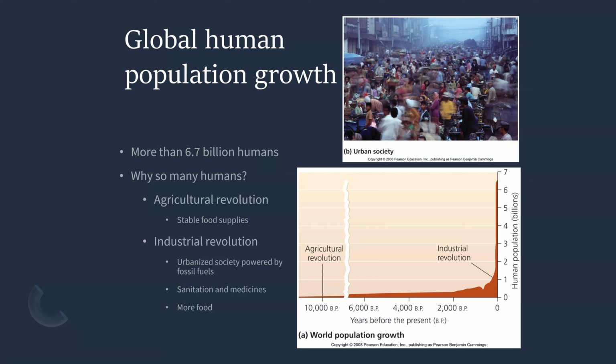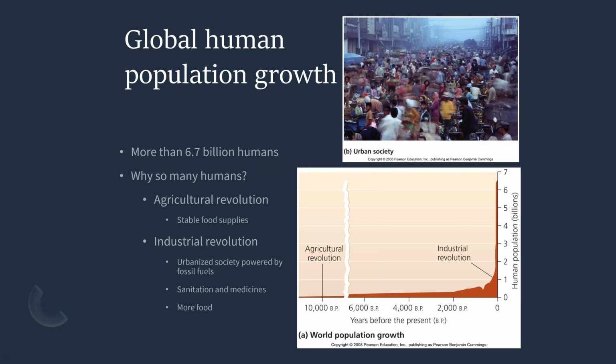And there are so many humans because of a couple of things. So one was the agricultural revolution. So when we finally had stable food supplies to supply our population, that's when you saw a very large spike in population growth. And then the Industrial Revolution, which urbanized society and powered vehicles and things like that, and industry by fossil fuels. We also had sanitation and medicine, so people were living longer.